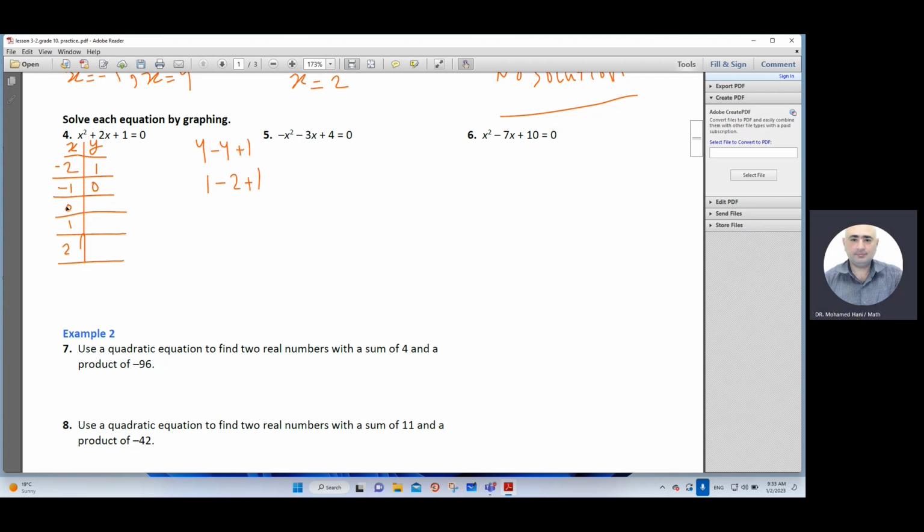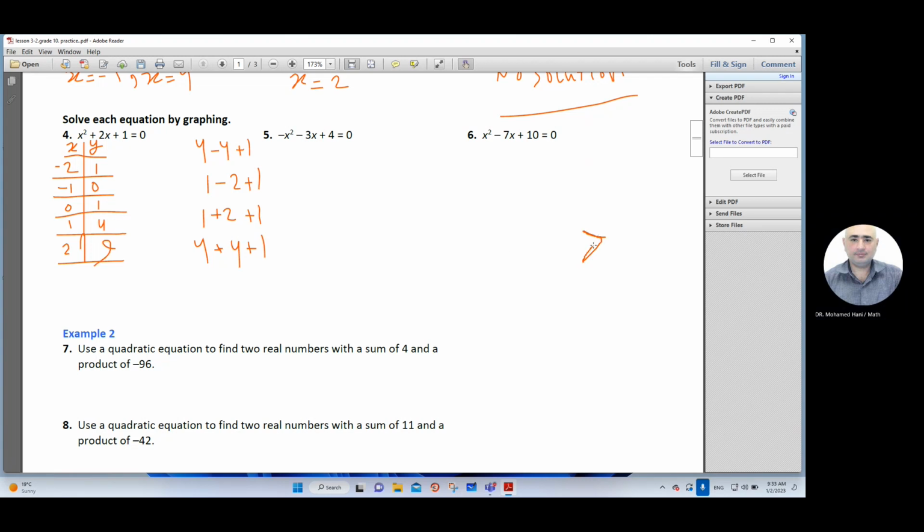If the value of x is 0, 0 squared is 0. 2 times 0, 0. Remains 1. So the y-value here will be 1. If the value of x is 1, 1 squared means 1. 2 times 1, 2. Then plus 1. So 1 plus 2, 3, plus 1 will be 4. If the value of x is 2, 2 squared means 4. 2 times 2 also will be 4. Then plus 1. So 4 plus 4 will be 8. 8 plus 1 will be 9.